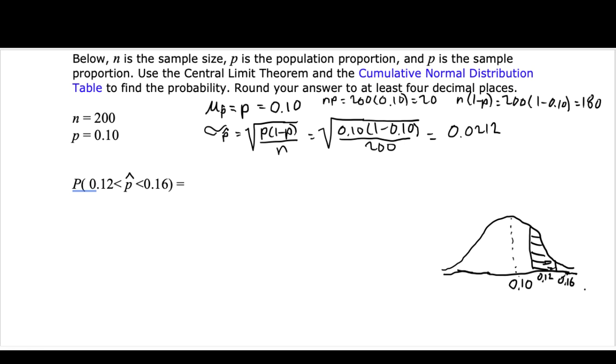In order to use the table, I have to convert both 0.16 and 0.12 into z-scores. The formula for doing that, you take the random variable minus the mean and divide by the standard deviation. In this case, the random variable would be the sample proportion. The mean would be the population proportion. Standard deviation is given by this formula right here, the square root of p times 1 minus p over n.